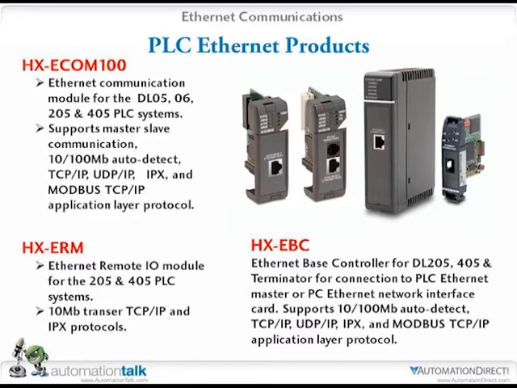Now we have up there HX, meaning we listed the 05, 06, 205, 405. So the 05 can put one option card in it, so you could put an Ethernet card in it. The 06 actually has 4 option slots, so you could put 4 Ethernet cards in there if you wanted to.